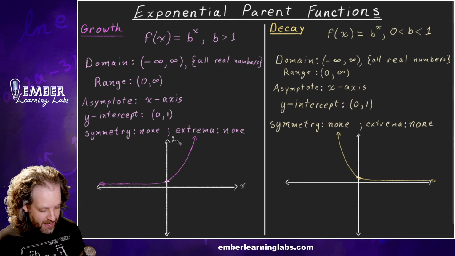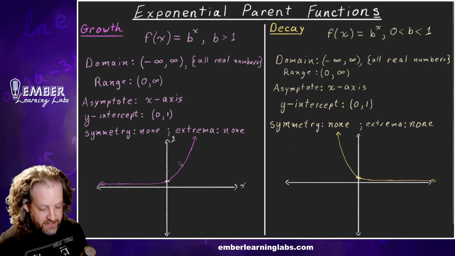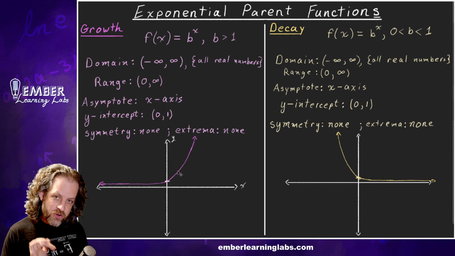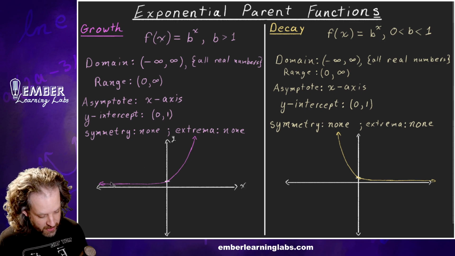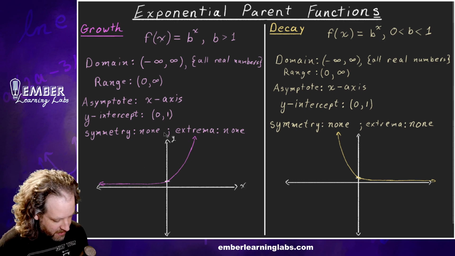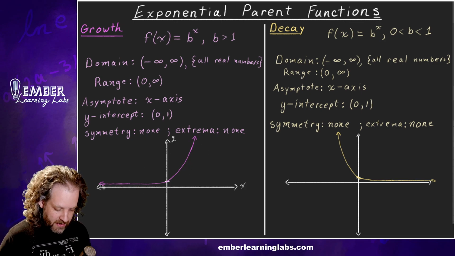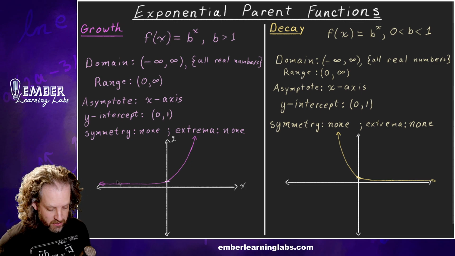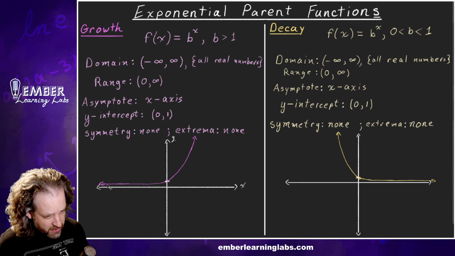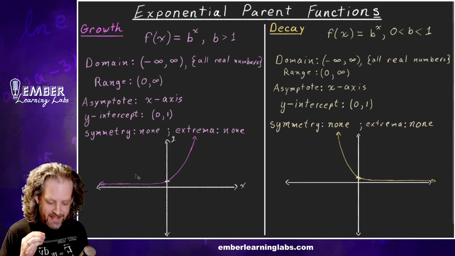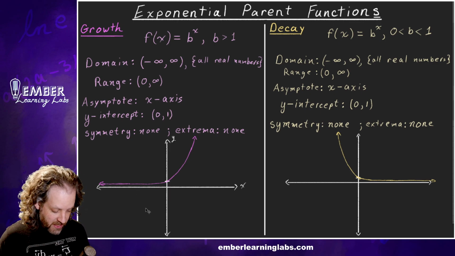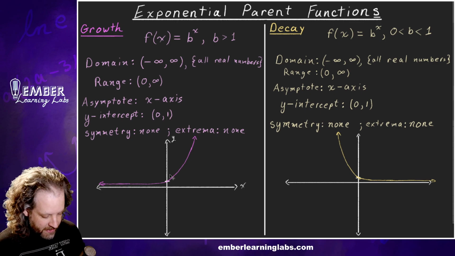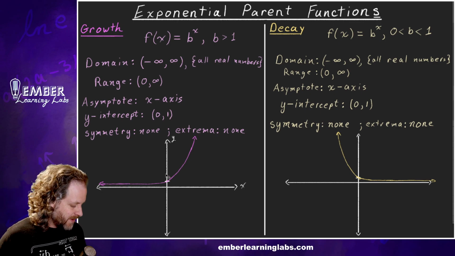What is an asymptote again? That is where the graph gets closer and closer to something, but it never quite touches. So on the growth function, it's going to start out on the left. It's going to go closer and closer and closer to that y equals 0 line, that x-axis, but it's never going to quite make it. It's going to get closer and closer, though. It's going to keep dividing its fractions.